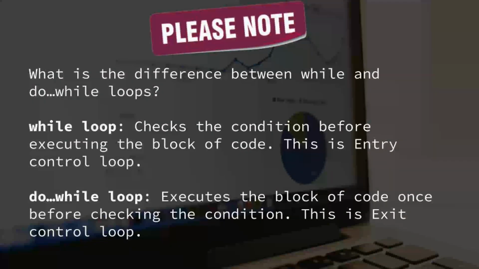You guys might be wondering what is the difference between the while and do while loop? The while loop checks the condition before execution of the code block, and this is the entry control loop. And the do while loop executes the code block once before checking the condition, and this is the exit control loop.